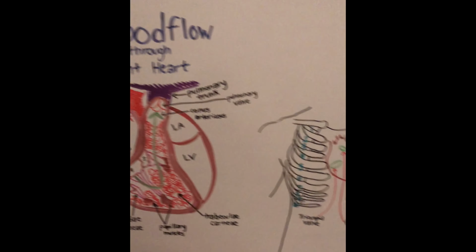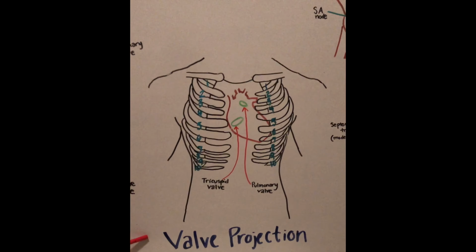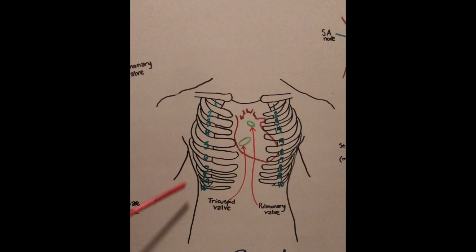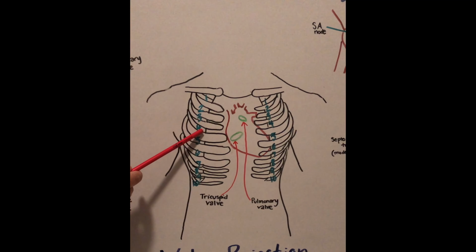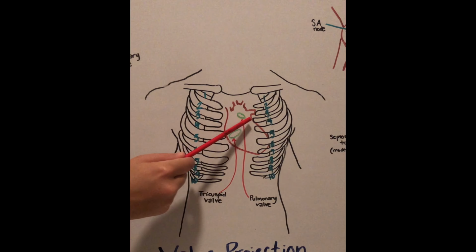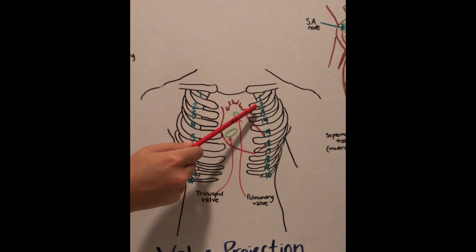When looking at the chest wall, you can imagine where the valves project onto the surface. The tricuspid valve would be on the left sternal border near the fourth intercostal space, and the pulmonary valve would be in the second intercostal space just left of the sternal border.